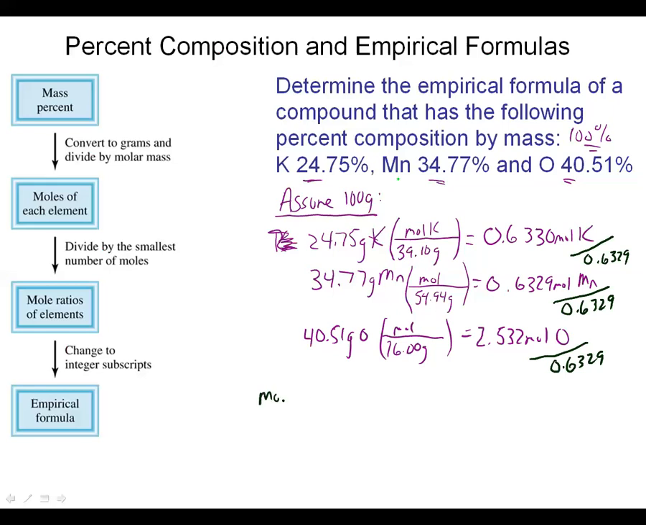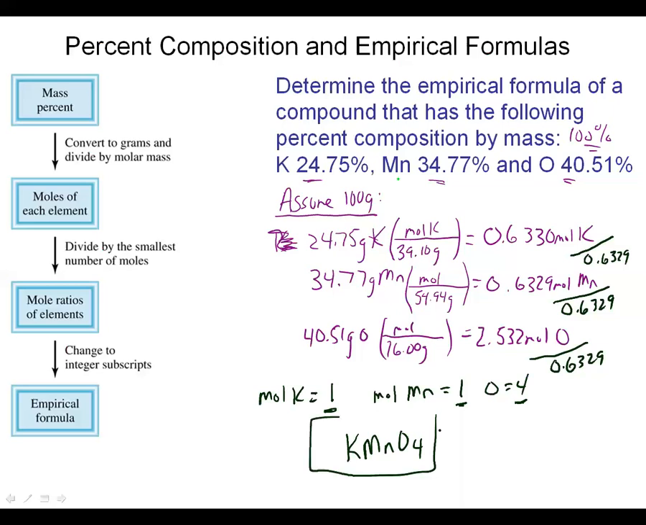So for our moles of potassium, when we divide it up here, we essentially get 1. For our moles of Mn, when we divide that, obviously we get 1. And when we divide our oxygen, the 2.53 by the 0.6329, we get 4. And that means that oxygen is 4. Now, since we hit all whole numbers here, we're good. That will give us an empirical formula of KMnO4, which is potassium permanganate.